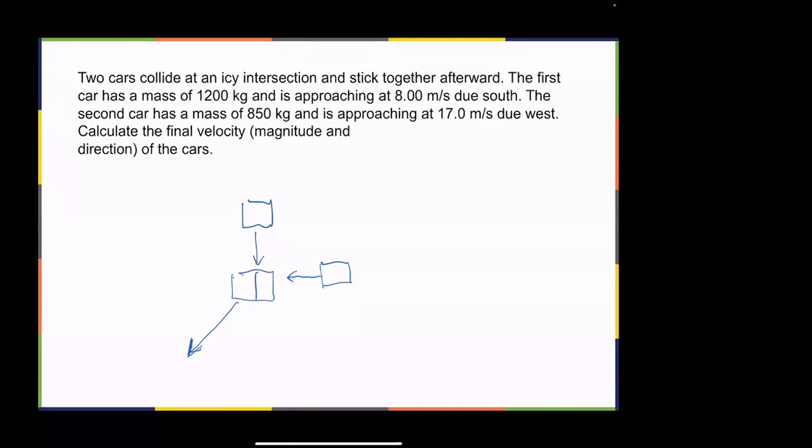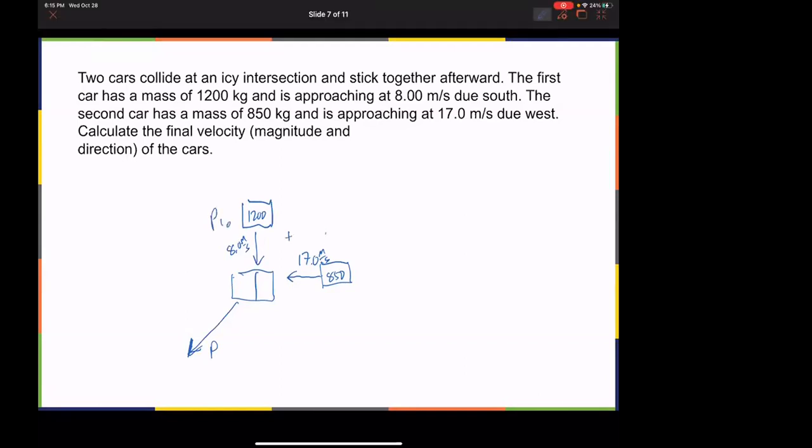So if this car is 1,200 kilograms and it's traveling at 8 meters per second, and this car is 850 kilograms and it's traveling at 17 meters per second, this right here is our final momentum. So P1 naught plus P2 naught equals P.